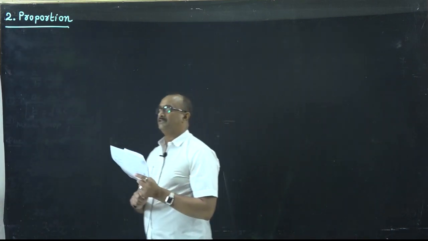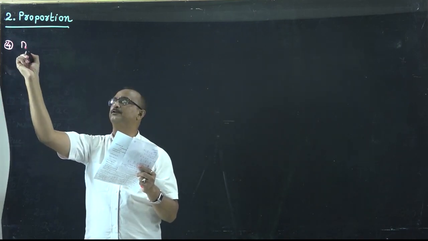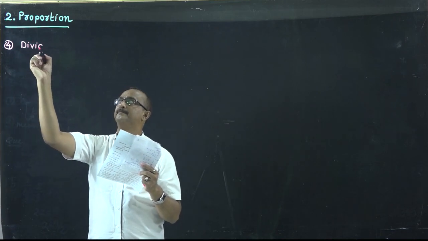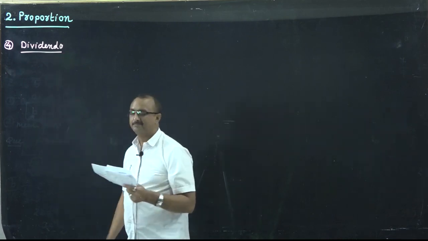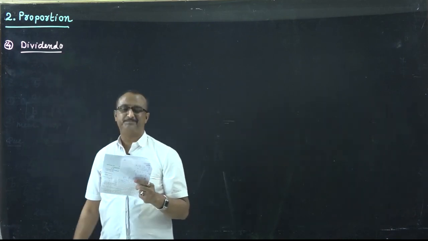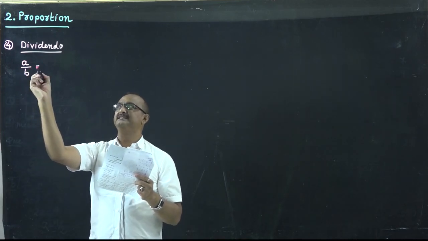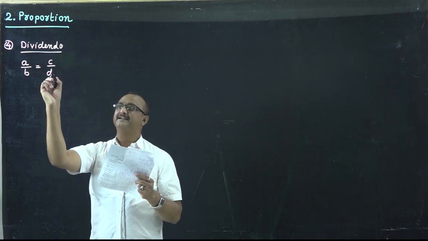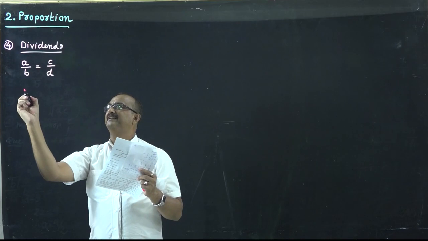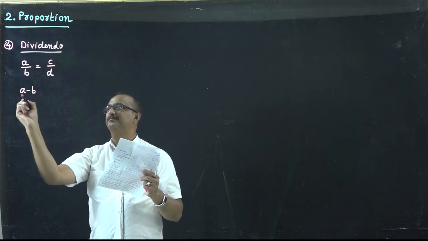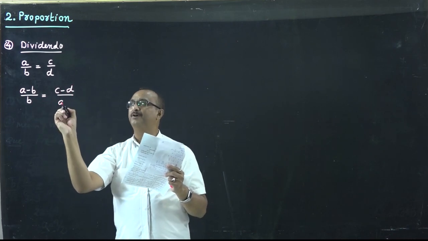Okay students, now our fourth property is dividendo. It may sound odd, but it is a property of proportion, dividendo. See, A upon B is equal to C upon D is given. We can write A minus B upon B is equal to C minus D upon D.